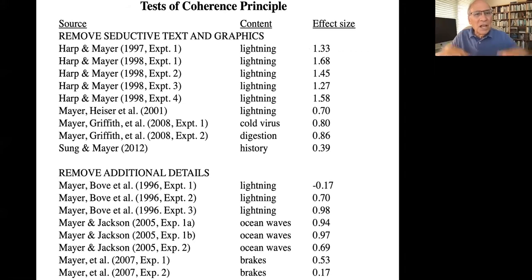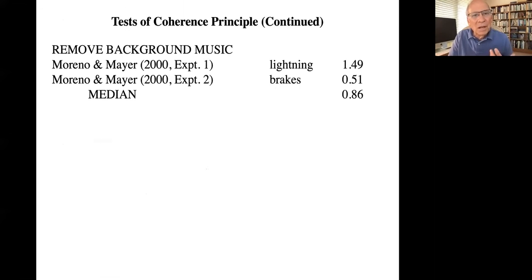And this shows you all the studies. On the left is the citation, and the content tells you what the lesson was about, lightning or viruses or ocean waves. And then on the right is the effect size. So it varies from study to study. We can either take away seductive details or just remove extra facts that were in there. Both of those are helpful. Even removing background music from a lesson is helpful.